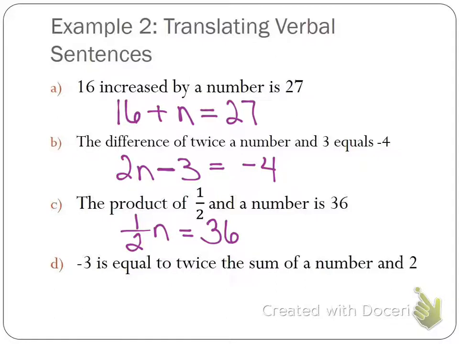All right, look at D. -3 is equal to. How would I write that? -3 is equal to. Write it on your papers. So, guys, I hope you can see that we basically piece these together. We don't read the whole thing and just automatically know what the equation is going to be. We have to piece it together. Just start at the beginning.